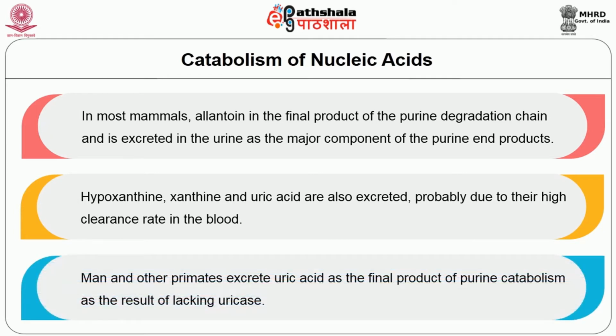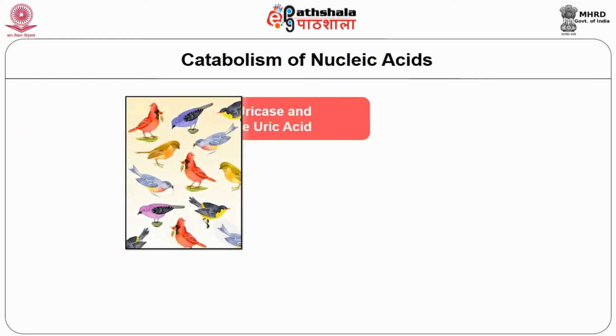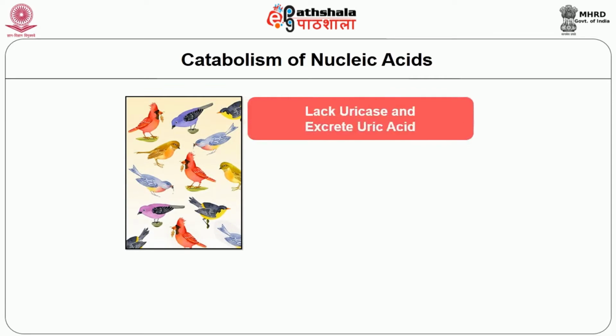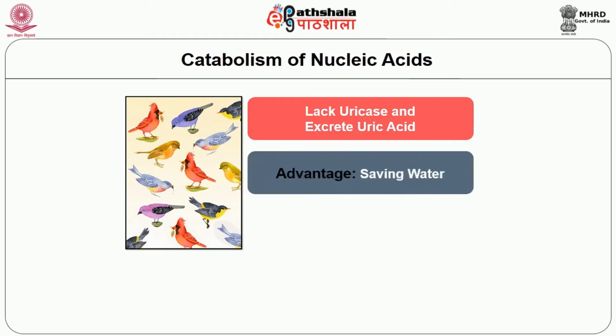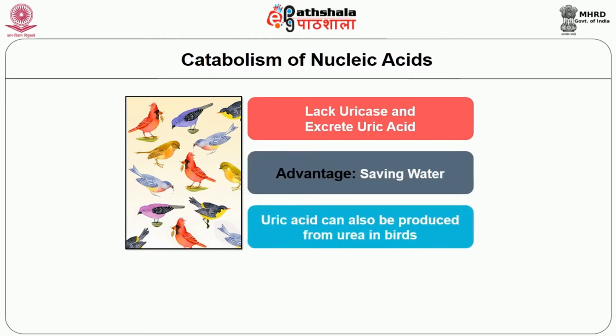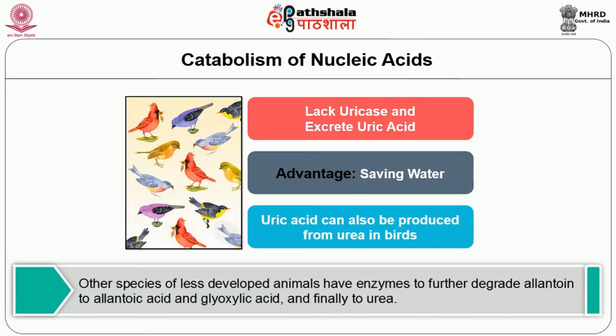Man and other primates excrete uric acid as the final product of purine catabolism as the result of lacking uricase. Birds also lack uricase and therefore excrete uric acid. The major advantage of doing so in birds is saving water. However, uric acid can also be produced from urea in birds. Other species of less developed animals like fish have enzymes to further degrade allantoin to allantoic acid and glyoxylic acid and finally to urea, which is meant for excretion.